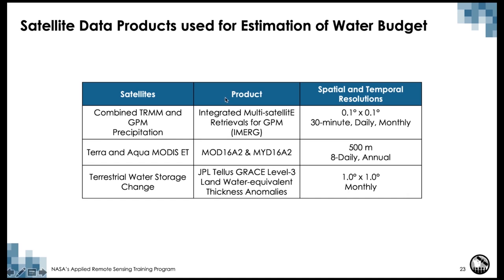The satellite data products that we will use for this webinar are going to be a combination of TRMM and GPM precipitation. Specifically, it is the Integrated Multi-satellitE Retrievals for GPM, or IMERG, and that is available in half-hourly, daily, and monthly time scales at 1/10th degree spatial resolution. We will use evapotranspiration from Terra and Aqua MODIS. The product names for Terra and Aqua are MOD16A2 and MYD16A2. The resolution here is 500 meters. They are available either on an 8-day scale or on an annual scale. And then terrestrial water storage is available from GRACE data at 1 degree resolution on a monthly time scale. So next week when we look at water budget components, these are the products that we are going to use.